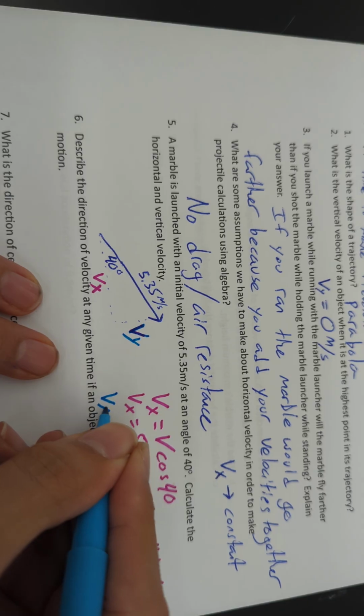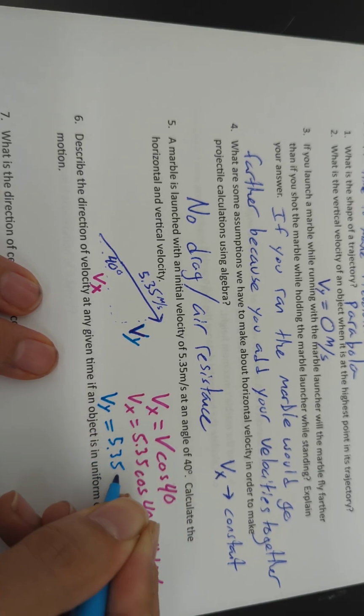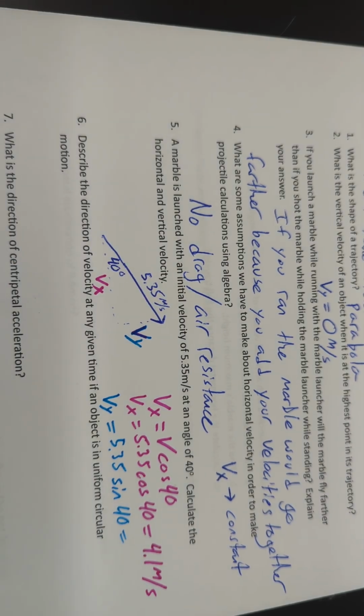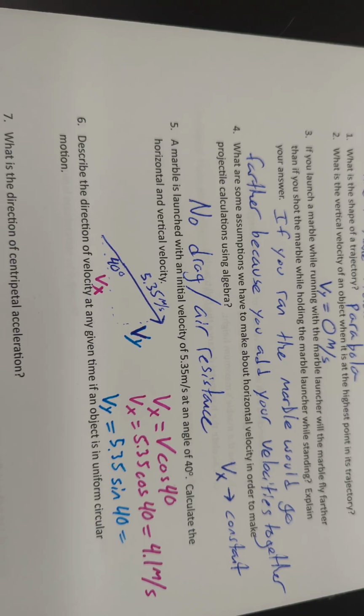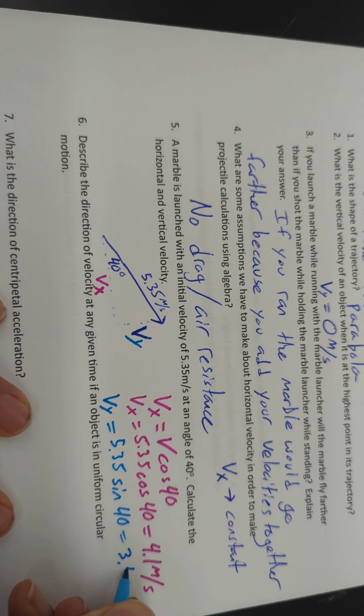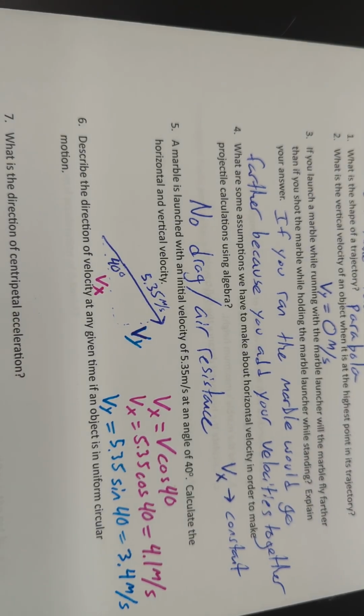For the Vy, it would equal V, which is 5.35 sine of 40. And we could plug that into our calculator. And we get about 3.4 meters per second in the y direction.